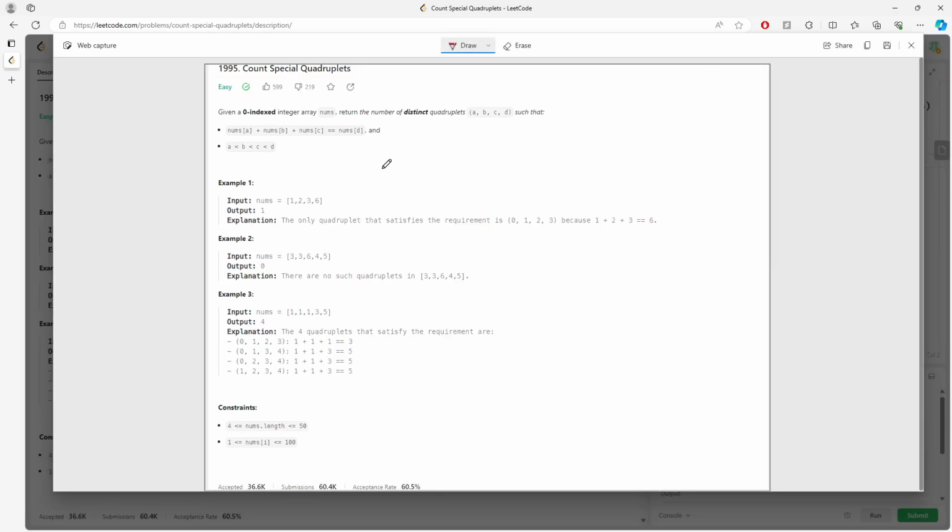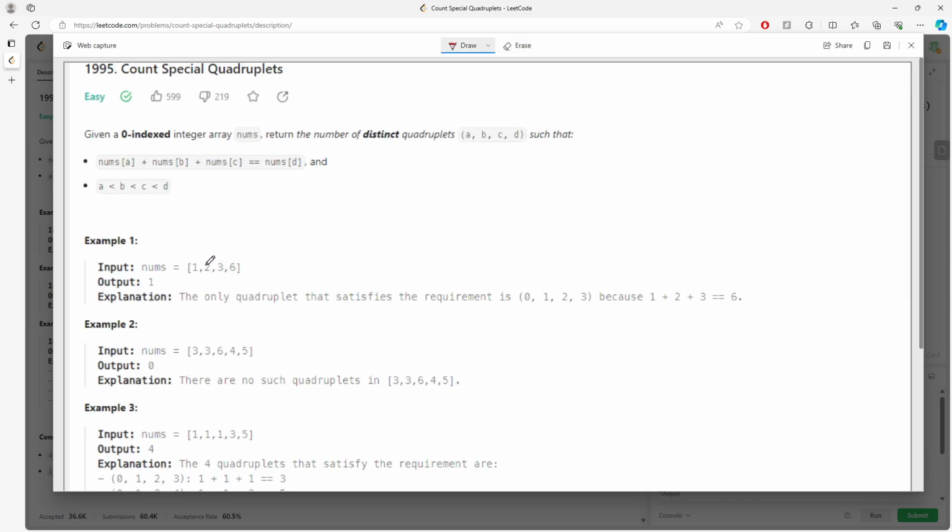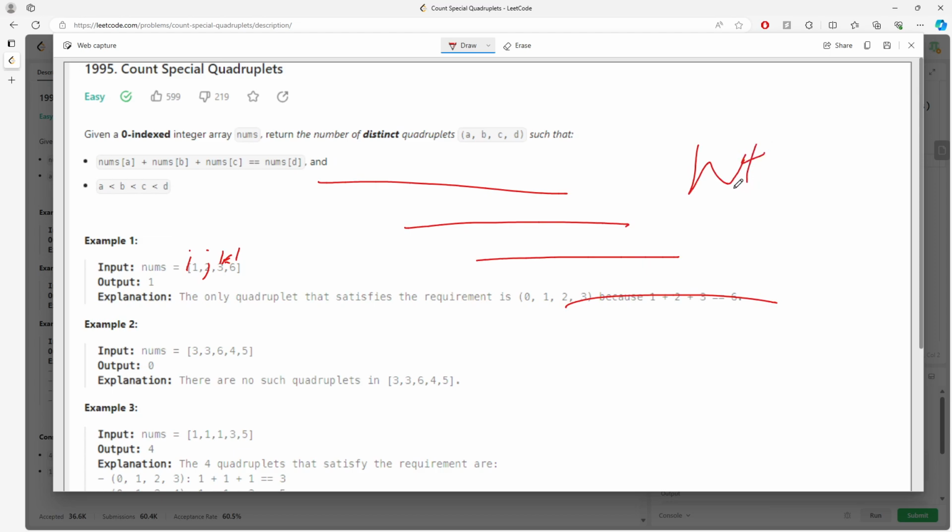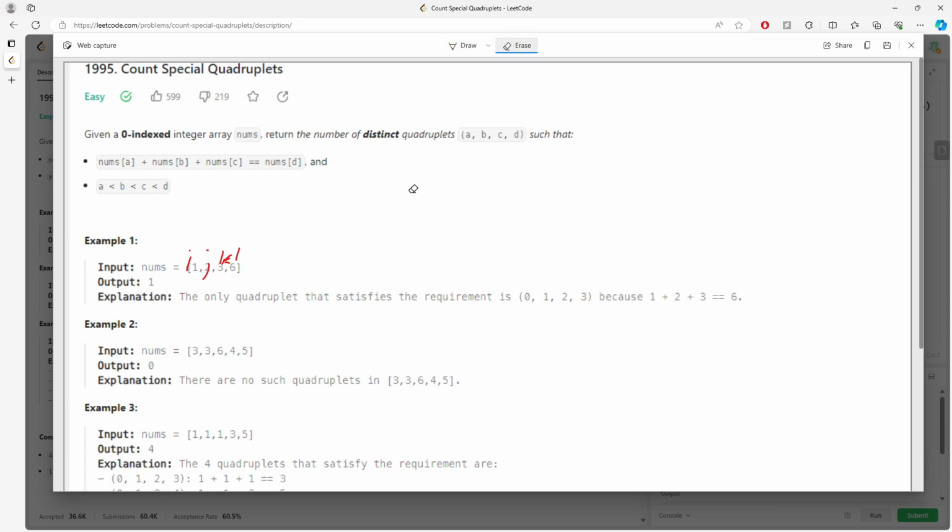So what you can do is traverse the array using four pointers, I, J, K, L. Basically, you can traverse all the way like this, and this will be the brute force solution. It's not hard, but think about this: the time and space will be what? The time will be n to the fourth.